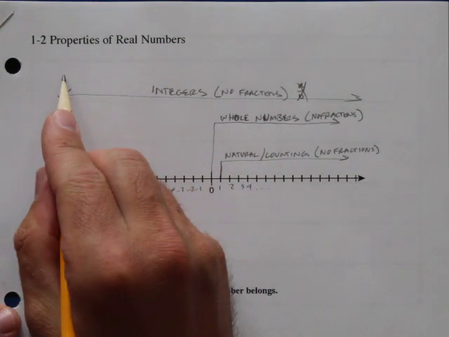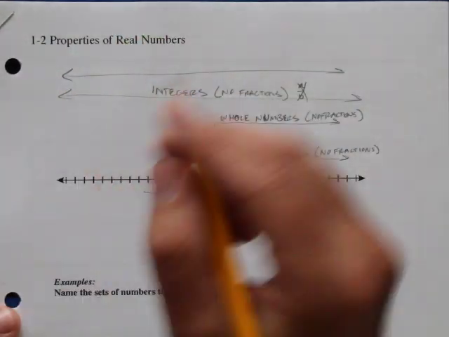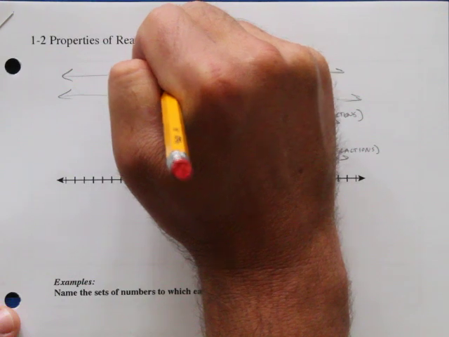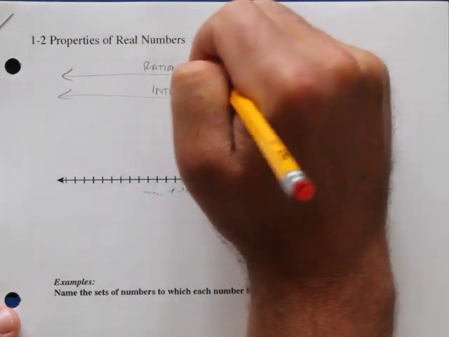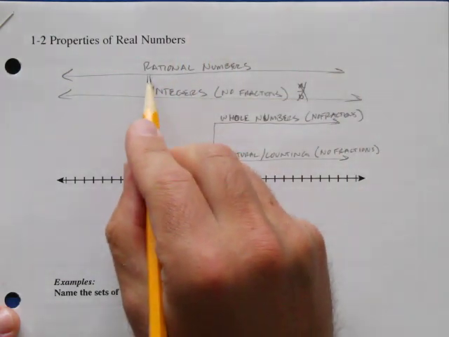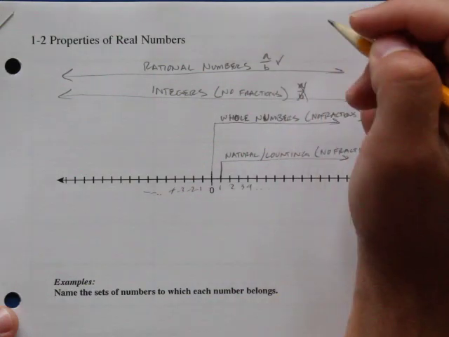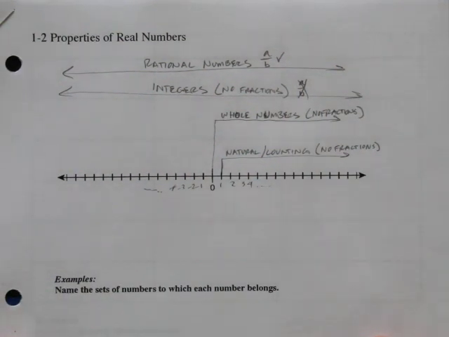Now, our next category is all numbers, including fractions. Those are called the rational numbers. When you see rational numbers, that usually means you're talking about fractions. So yes, fractions are okay with rational numbers.